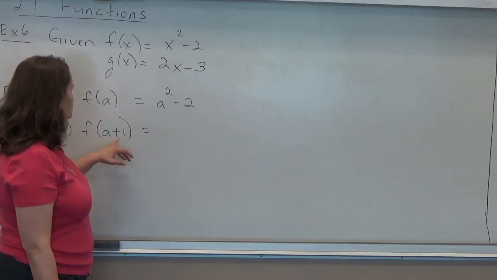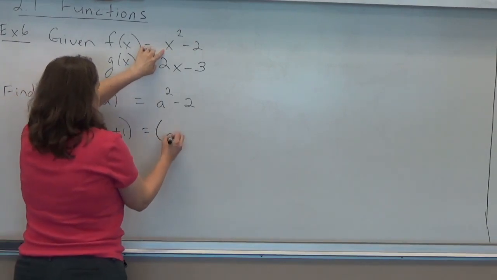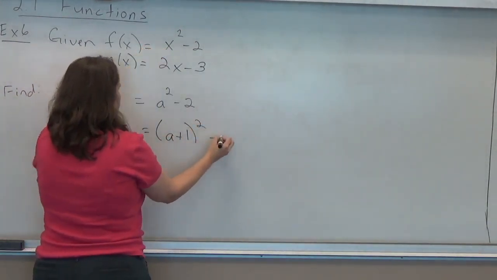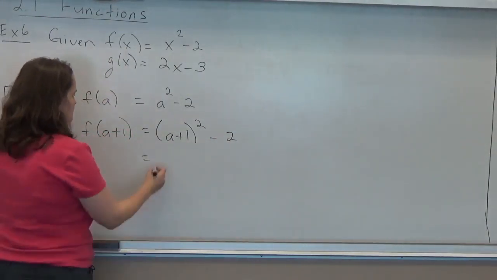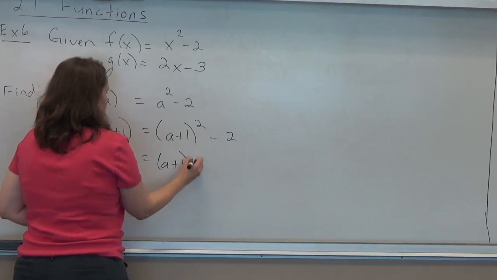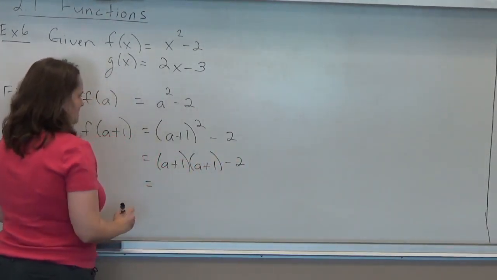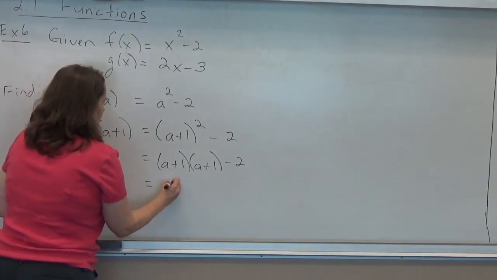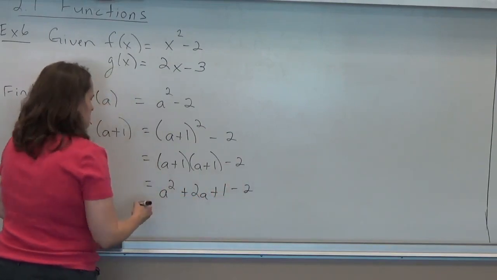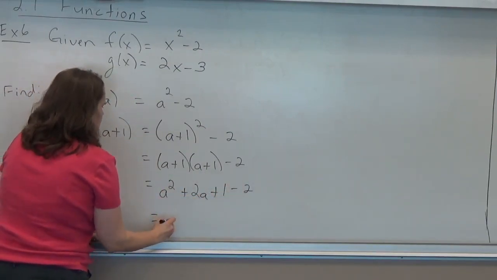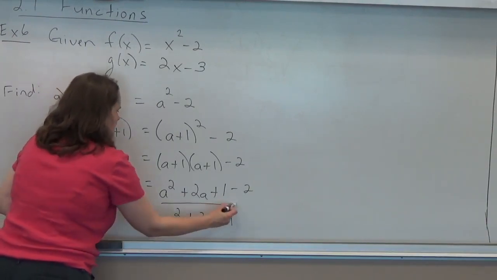Okay, so you're going to substitute a plus 1 here for your a. You need to use parentheses, a plus 1 quantity squared minus 2. Alright, this is a binomial, so you'll expand it out, a plus 1 times a plus 1 minus 2. We need to FOIL. This is going to give us a squared plus 2a plus 1 minus 2. Combining like terms, I've got a squared plus 2a minus 1. And that's as far as I need to take it.